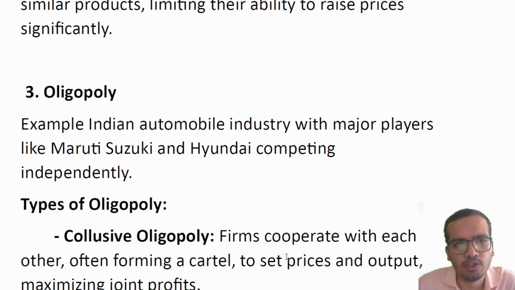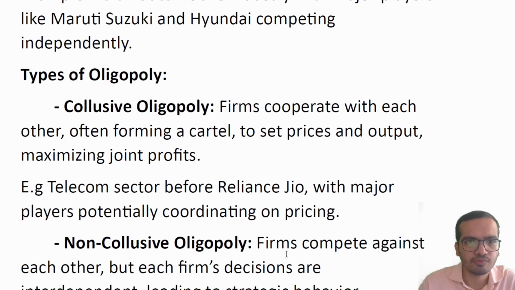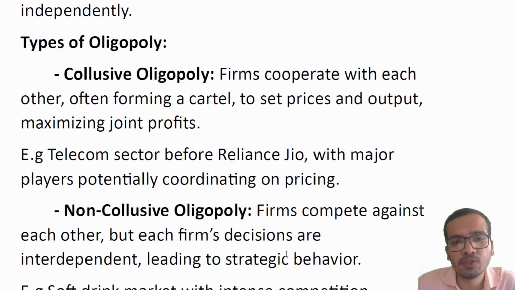Then comes oligopoly. The example could be the Indian automobile industry with major players like Maruti Suzuki and Hyundai competing independently. There are two types of oligopoly. First, collusive oligopoly, where firms cooperate with each other, often forming a cartel. A cartel is nothing but a group or body to set prices and output, maximizing joint profits.